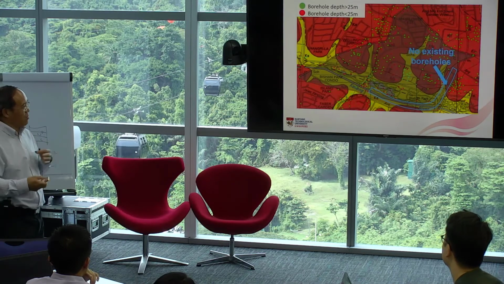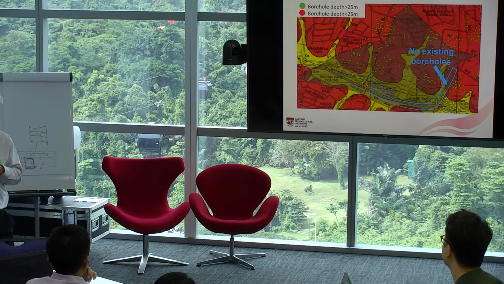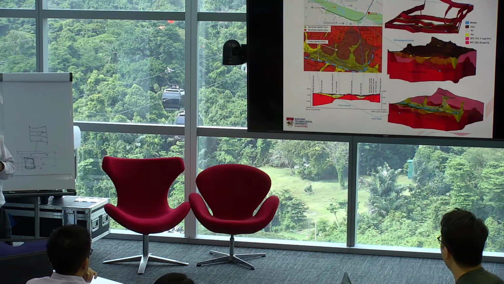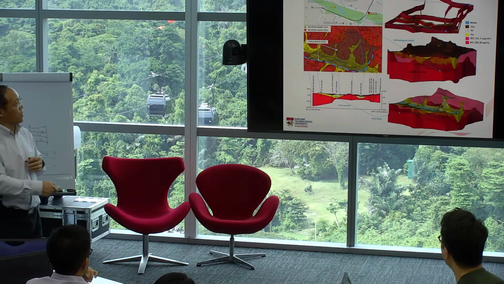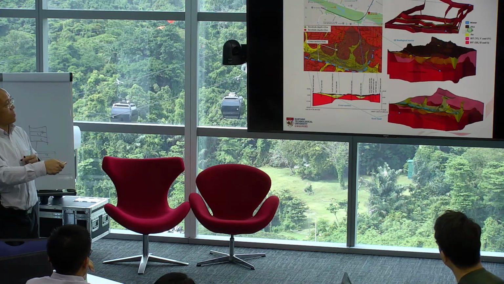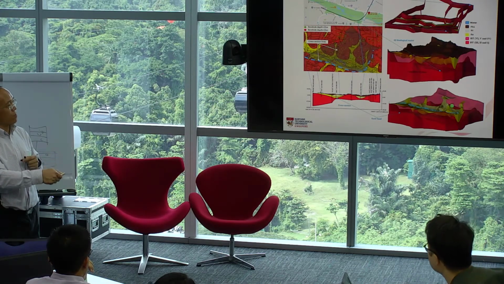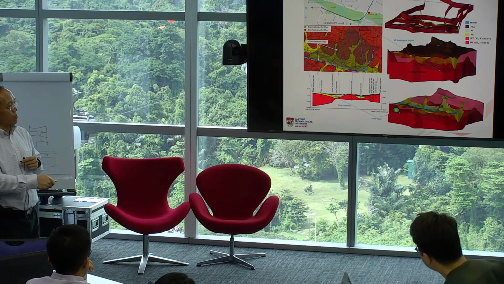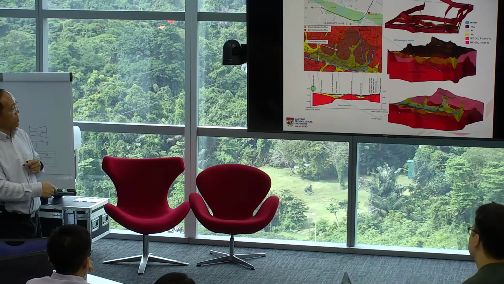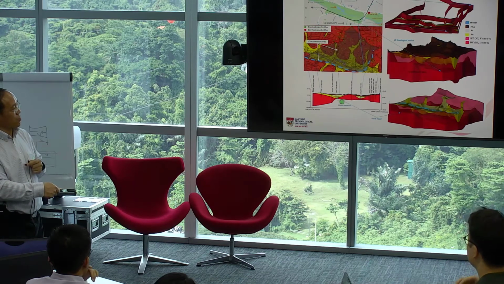So then how are we going to construct the cross-section? If we are using the 3D geological model, this is possible. Using the existing borehole data, we can have our fence diagrams and our 3D geological model. And using this model, we can actually see there are soft deposits, as shown over here.